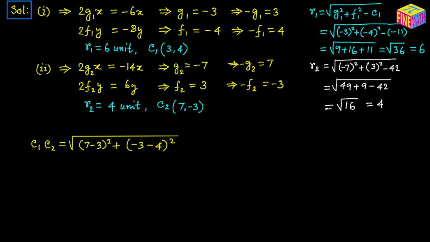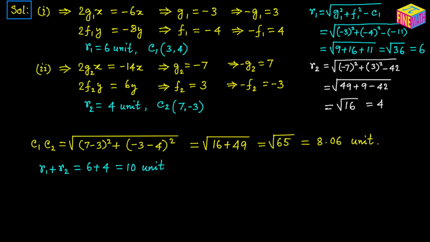So c sub 1, c sub 2, that's the distance between the centers of the two circles, that would be equal to square root of 7 minus 3 whole squared plus negative 3 minus 4 whole squared. That's basically from the distance formula, and if we simplify that, it turns out to be square root of 16 plus 49, and that is equal to square root of 65, which is approximately 8.06 unit.